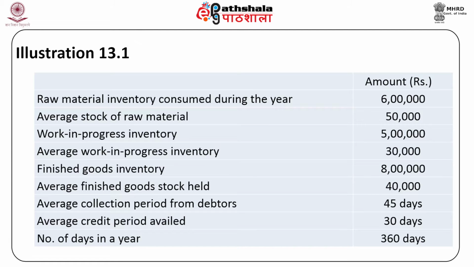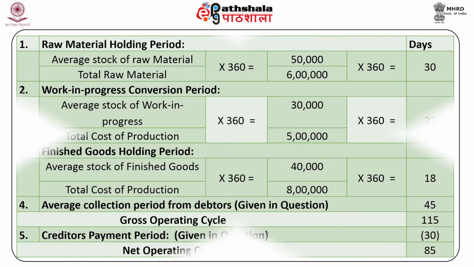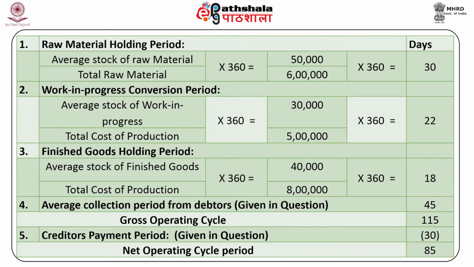Average collection period from debtors, 45 days. Average credit period availed, 30 days. Number of days in a year, 360 days. You are required to calculate the net operating cycle period and the number of operating cycles in a year. The solution is as follows.